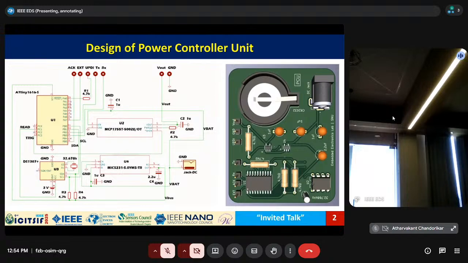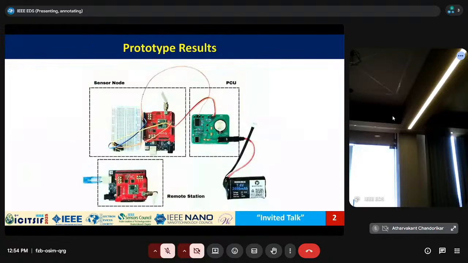So this is the 3D model of the developed prototype. We have also fabricated the PCB, and every component we have tested in the lab. This is our actual board which we have developed.